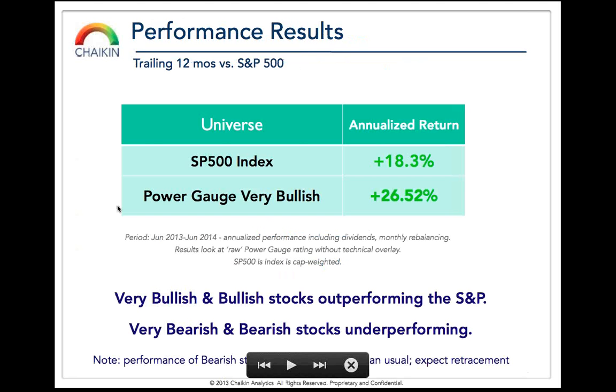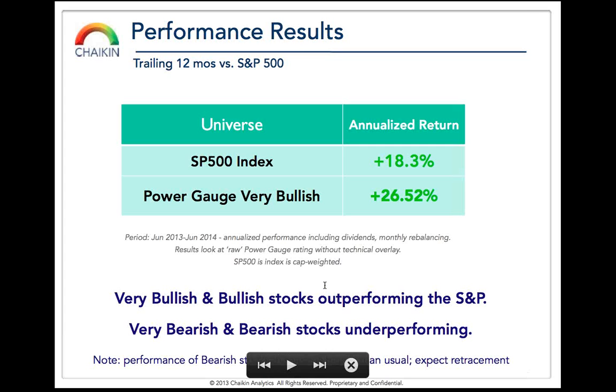Just a brief update on how the Power Gauge has been performing. On a trailing 12-month basis versus the S&P, we're still seeing the very bullish stocks outperforming the S&P. The S&P was up about 18.3% trailing 12 months. The very bullish stocks have been up about 26.5%. If you take a look at each of the rating buckets, we still have that nice stair-step performance, where the very bearish stocks are performing the least, which is what we would want on a trailing 12-month basis.